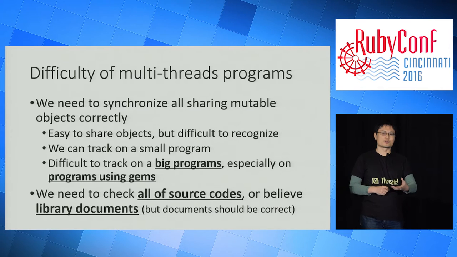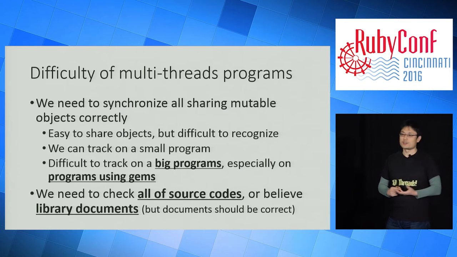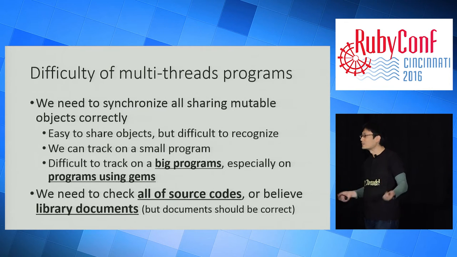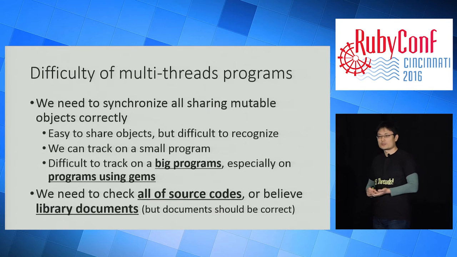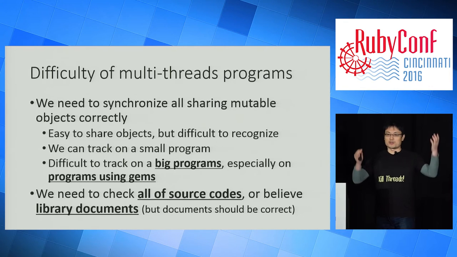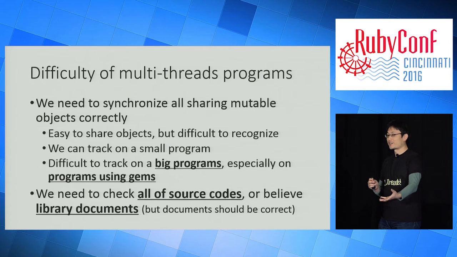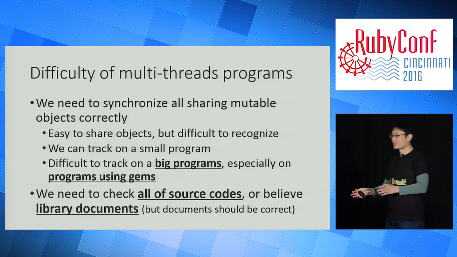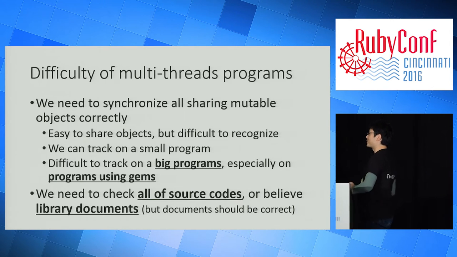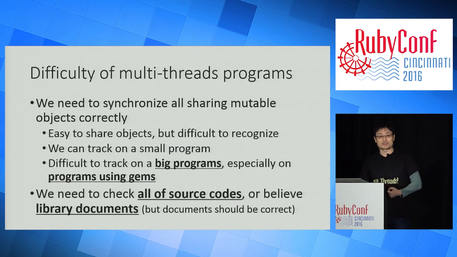Maybe you are writing some Rails applications or some production application, and it should be a big application. Also, such a big application depends on external libraries provided by RubyGems. So we need to understand everything. Everything means we need to understand whether the library is thread safe or not, and whether this method or this data is shared or not shared, isolated or not isolated. So we need to understand everything or believe the library's documentation and so on.